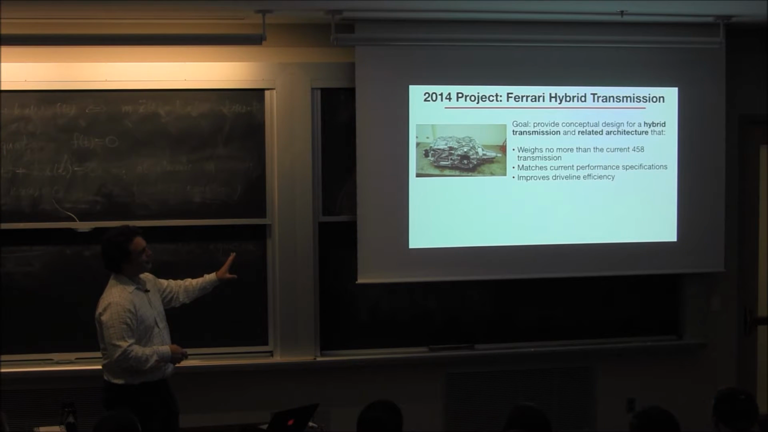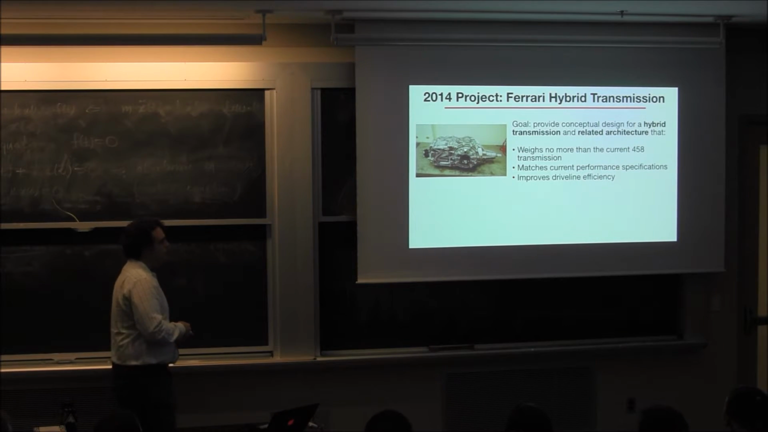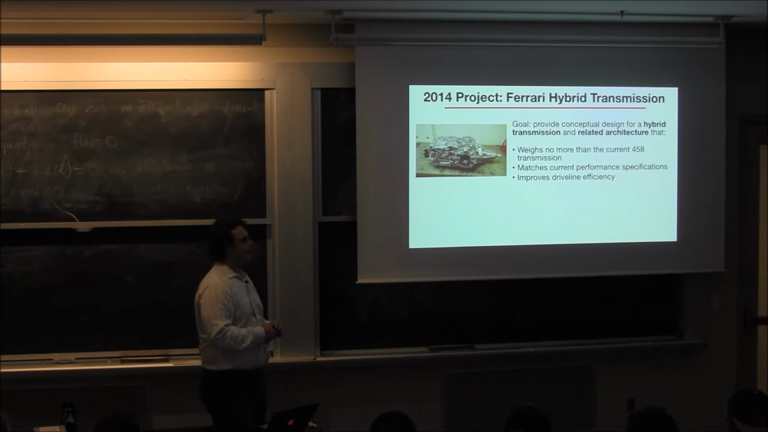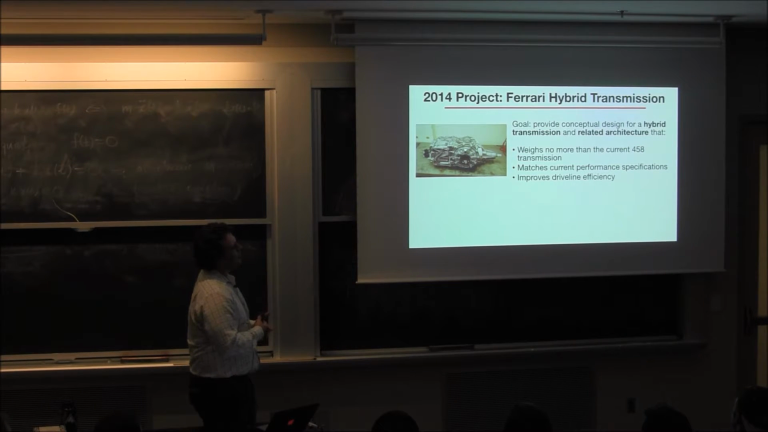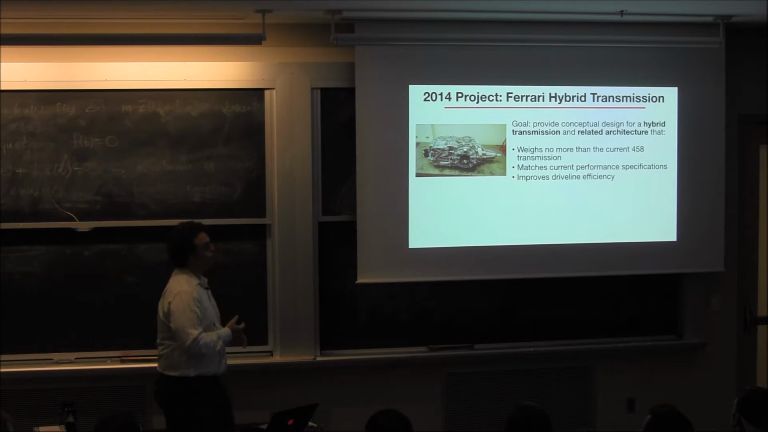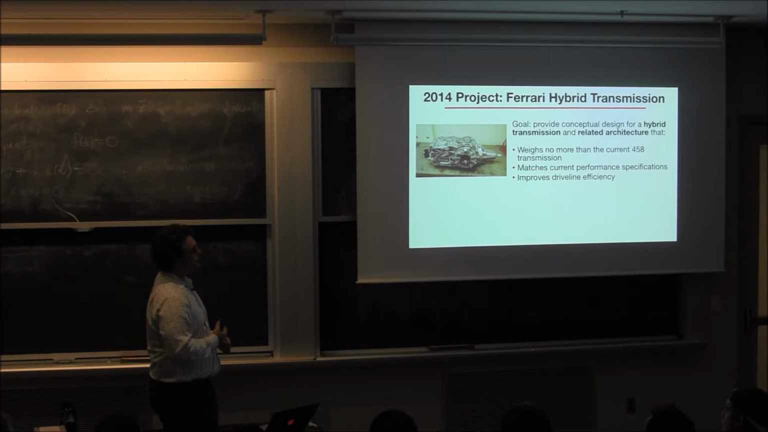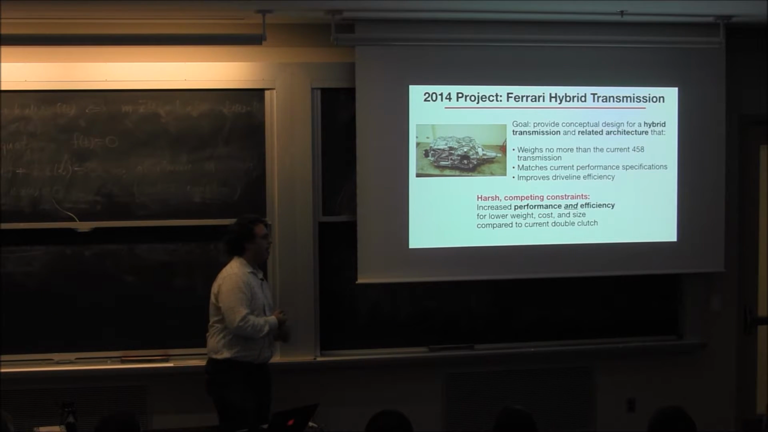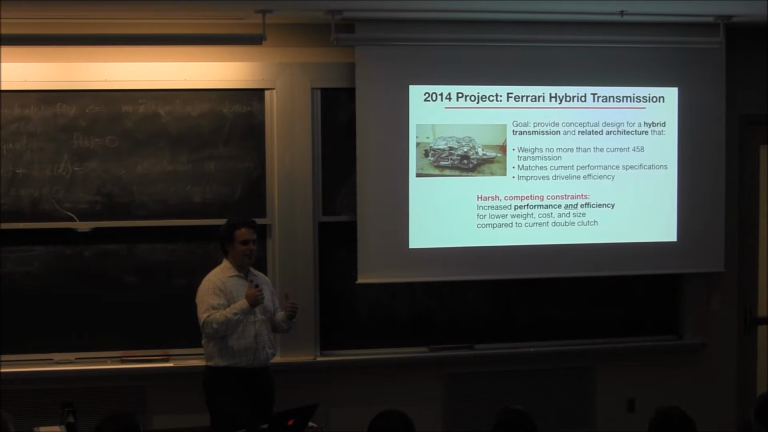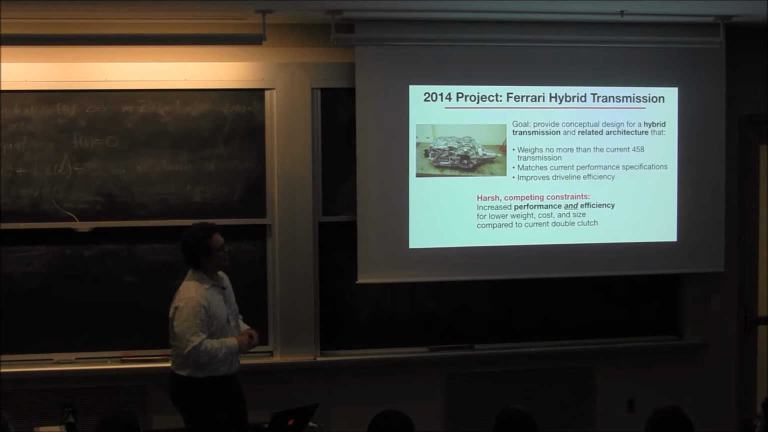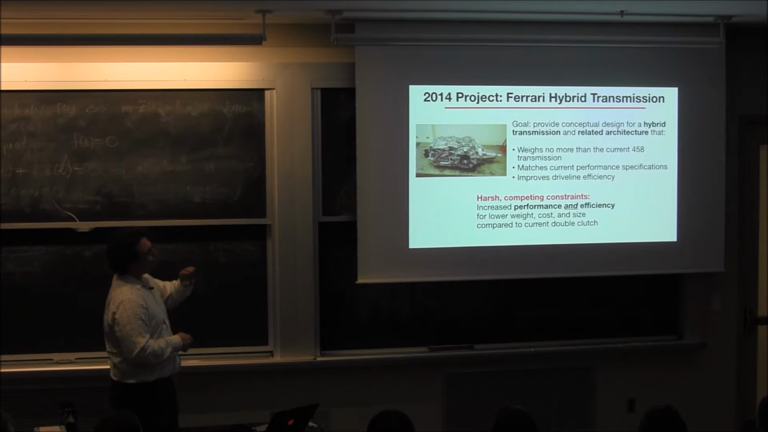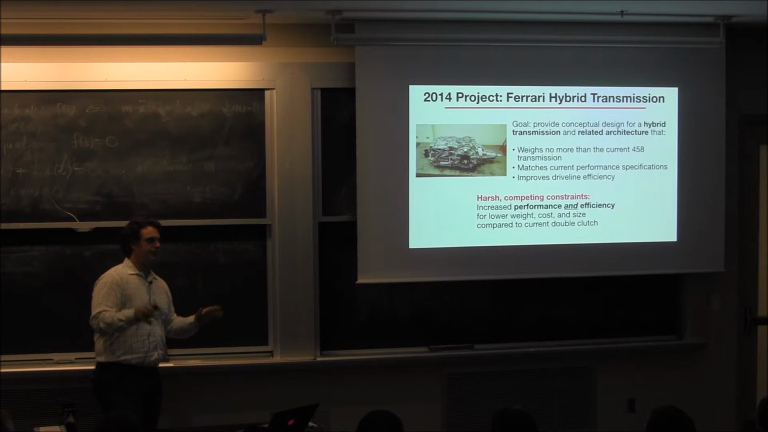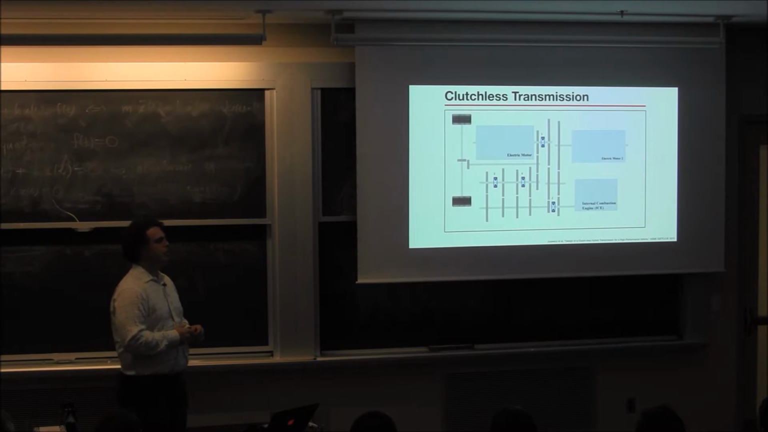So that segues into the next example, last year's Ferrari project. So Ferrari gave us this challenge of thinking about hybrid transmission architectures. And it couldn't weigh more than the current transmission that they use in their higher production volume cars, like the 458. Matches the current performance specs and improves driveline efficiency. And this set up really harsh competing constraints that we had to up performance and up efficiency, not one or the other. So I like that. I like those type of problems. And Ferrari gave us some designs that they had been thinking of, but the students really took a step back and looked at this with a clean slate and came up with a really innovative new architecture.